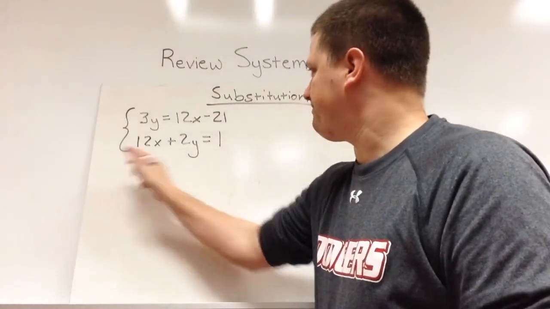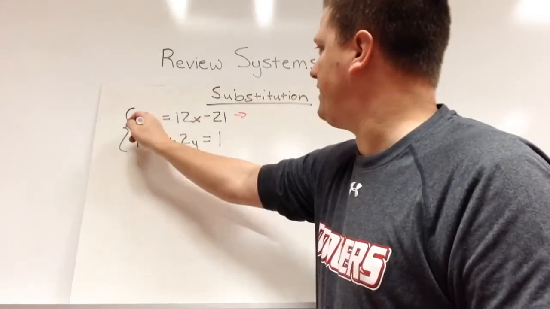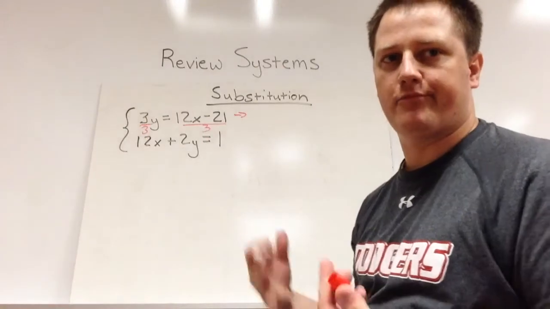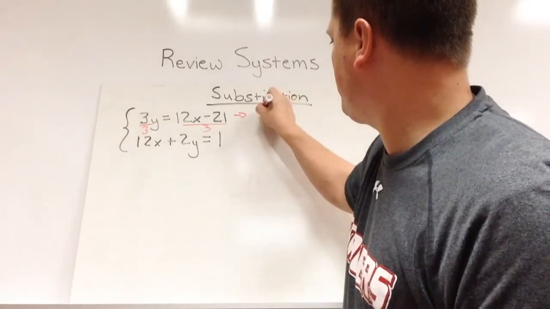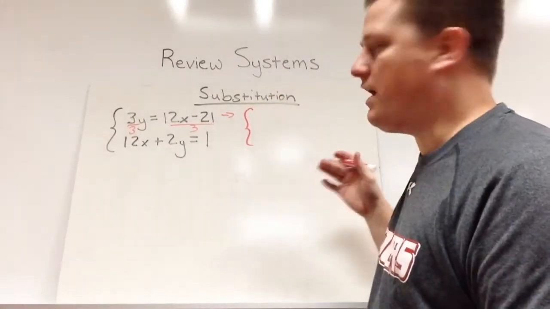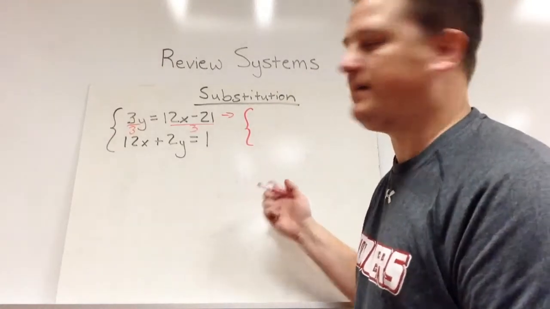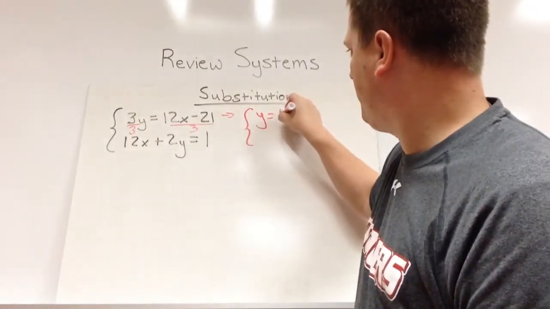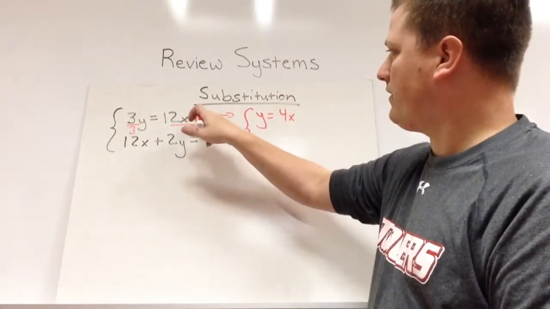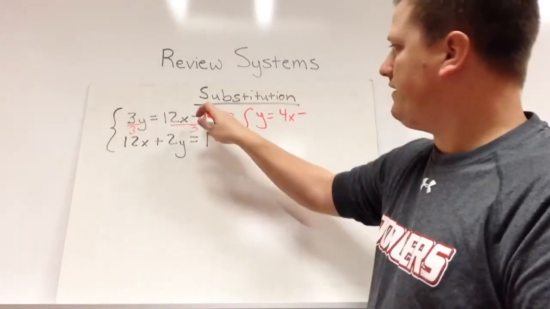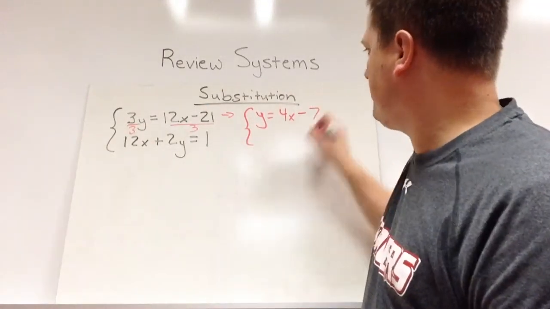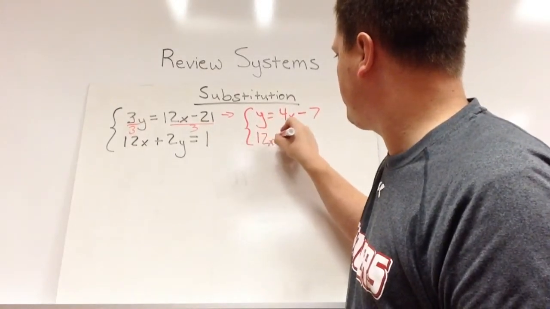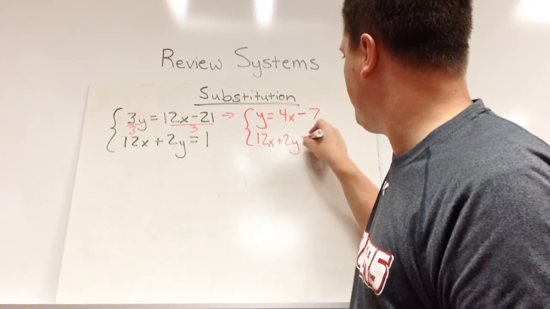So we're going to go and we're going to divide by 3 on both sides. So just use a little algebra. What this is going to do is it's going to create another system that's exactly the same. Y equals, well, we're going to divide this by 3 and get 4x, and we're going to divide negative 21 by 3 and get negative 7, and then we'll leave this one exactly how it is. 12x plus 2y equals 1.